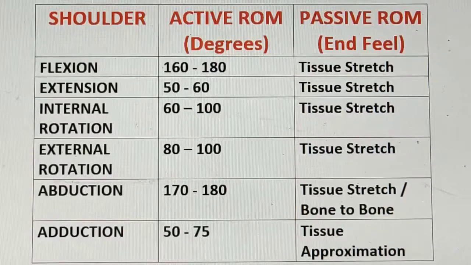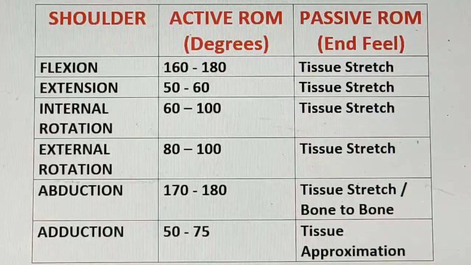It is bone to bone because when you do abduction of the shoulder, which is the movement towards the side of your body going up towards the ceiling, the bones hit each other. That's why we regard it as the end feel bone to bone. Tissue stretch applies if the tissue surrounding the joint is restricting the abduction of the shoulder joint. But if it goes up easily towards the ceiling or towards the head, then it can be a bone to bone end feel.